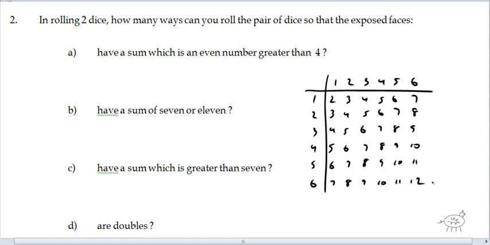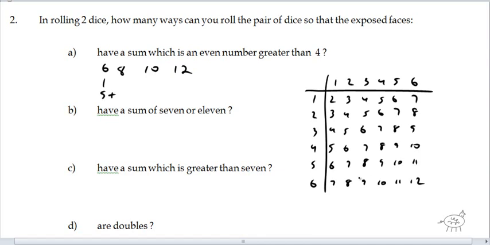Okay, good. So in rolling 2 dice, how many ways can you roll a pair of dice so that the exposed faces have a sum which is an even number greater than 4? Well, again, you're just counting, right? An even number greater than 4, you're going to either roll a 6, an 8, a 10, or a 12, right? One of those 4 possibilities. So I count the number of 6s. There are 5 6s.